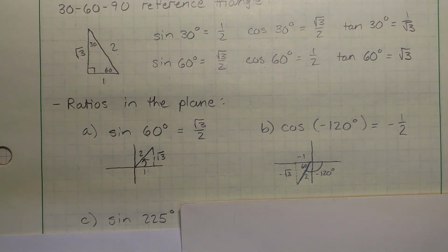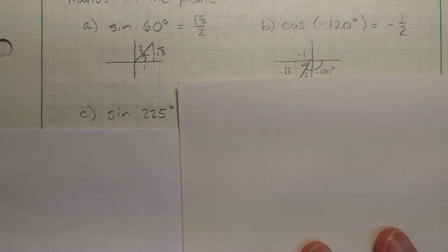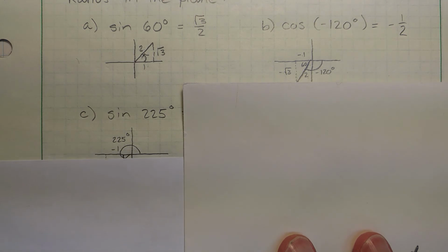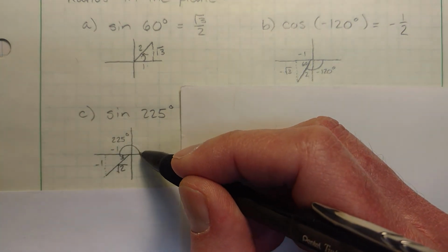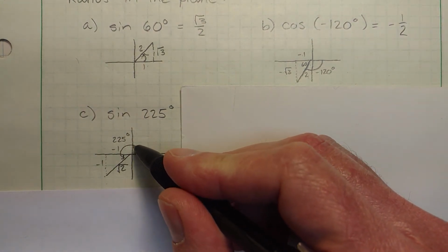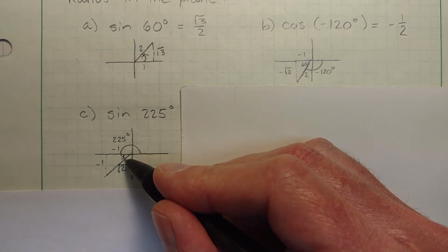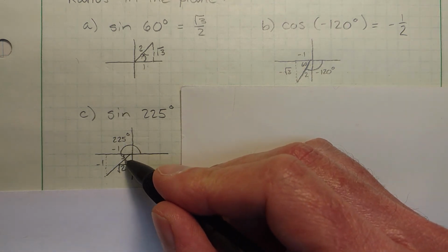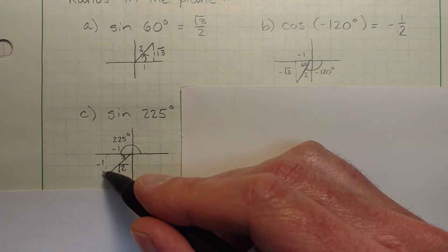Now let's calculate the sine of 225 degrees. First thing to do is sketch it. So if we sketch that, here's our sketch. We start here. We're positive, so we start going counterclockwise. We come around 90, 180, and then I must go 45 more past 180. So that makes this a 45, 45, 90 right triangle.